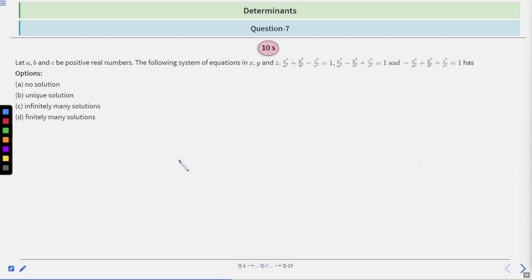Okay, let's discuss the next question. Question number 7. It says let a, b, and c be positive real numbers. The following system of equations in x, y, z which satisfy these three equations has. So you have 10 seconds to solve this question. After 10 seconds, we will discuss the solution.